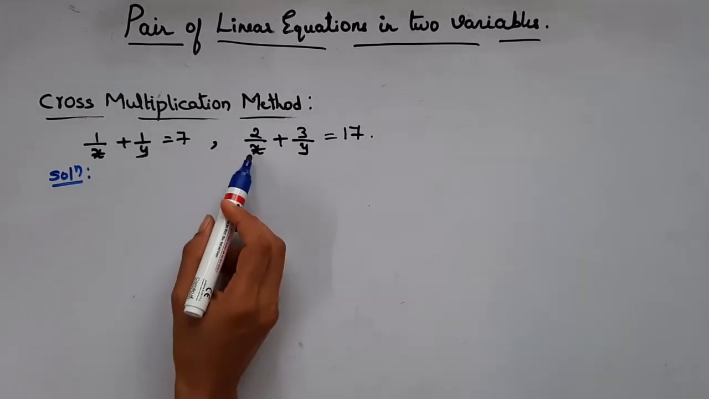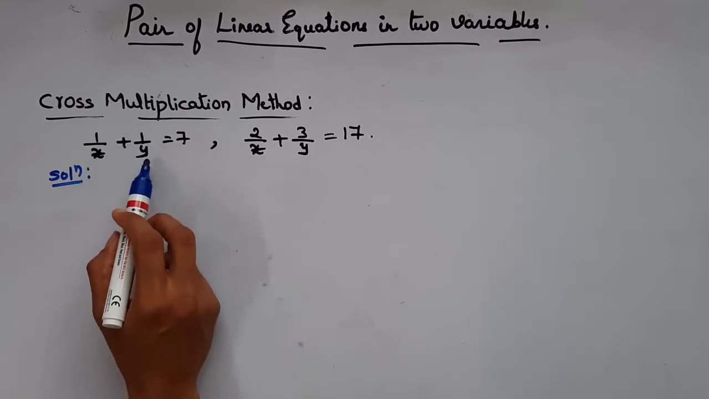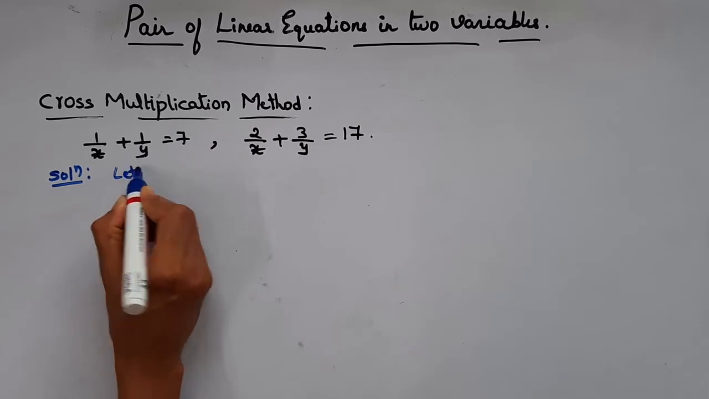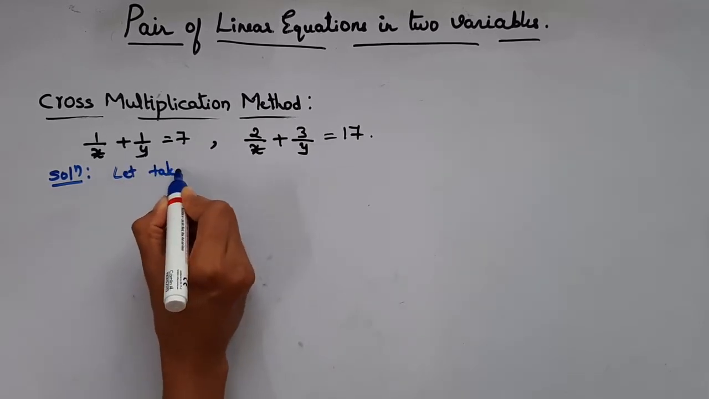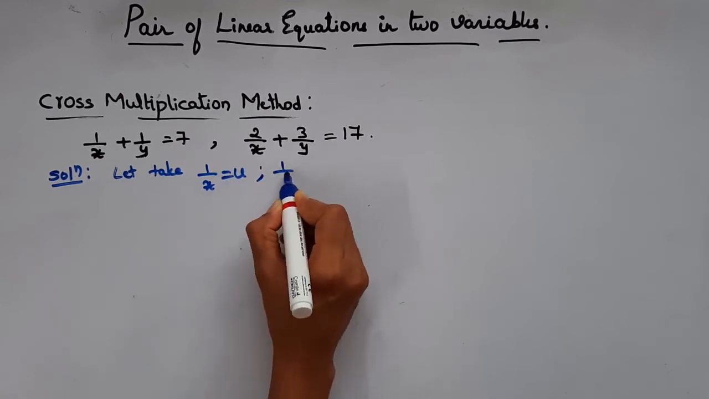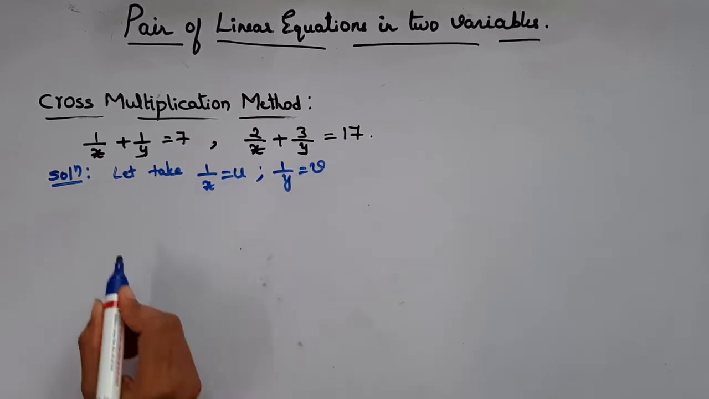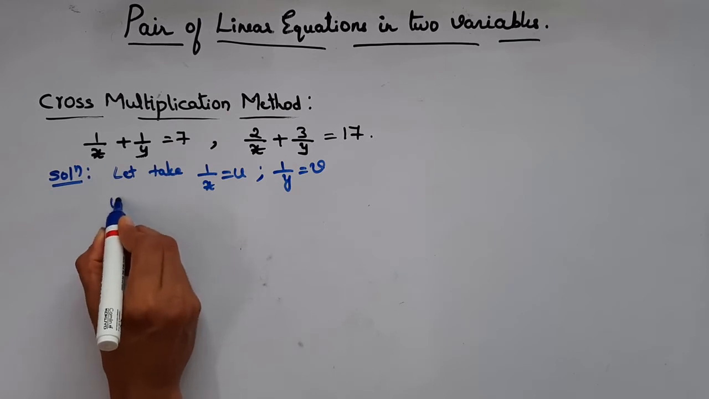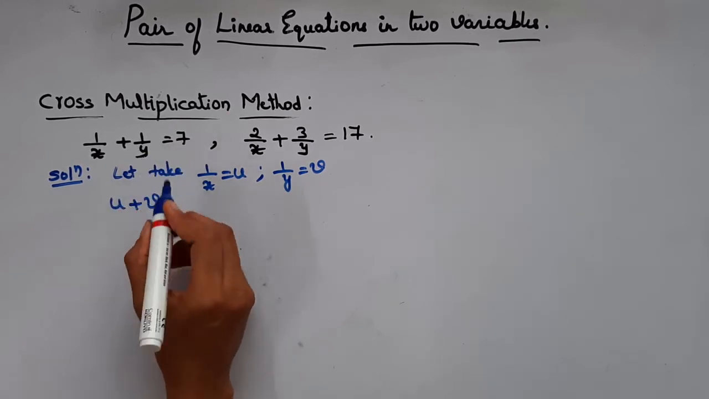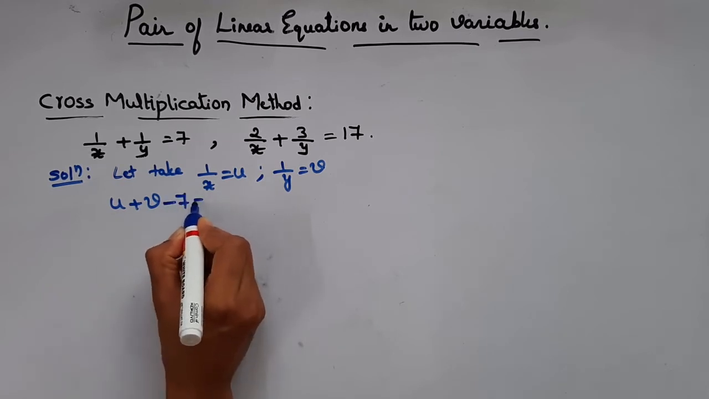Now if you see these two equations, 1 by x and 1 by y are present in both the equations, right? So let's take 1 by x is equal to u and 1 by y is equal to v. So our equation will be u plus v and bring this 7 to the left hand side, that is minus 7, which is equal to 0.